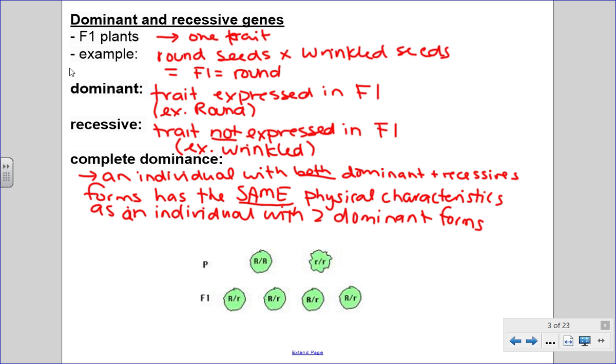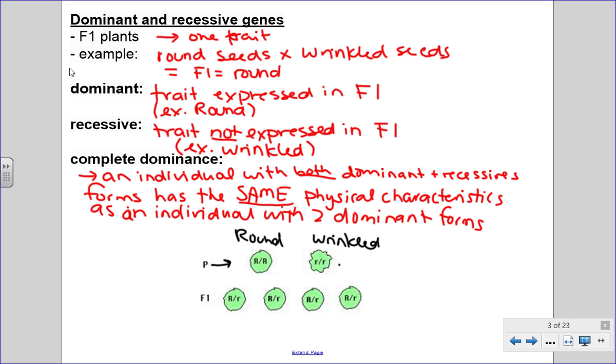So just as a little example to show you how this would have looked, there's a little visual representation of this particular cross. Here is my parental generation, where I took a pure round seed plant. So I put a capital R and a capital R, two copies of that dominant gene. And I crossed it with a pure wrinkled seed plant. I put two lowercase r's to represent two copies of the recessive form.